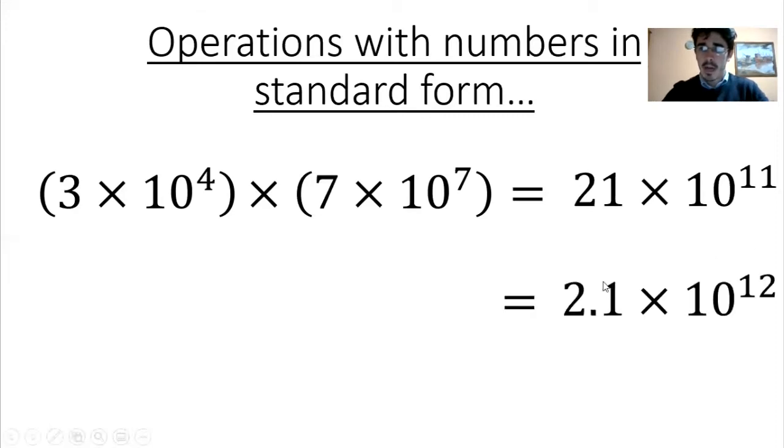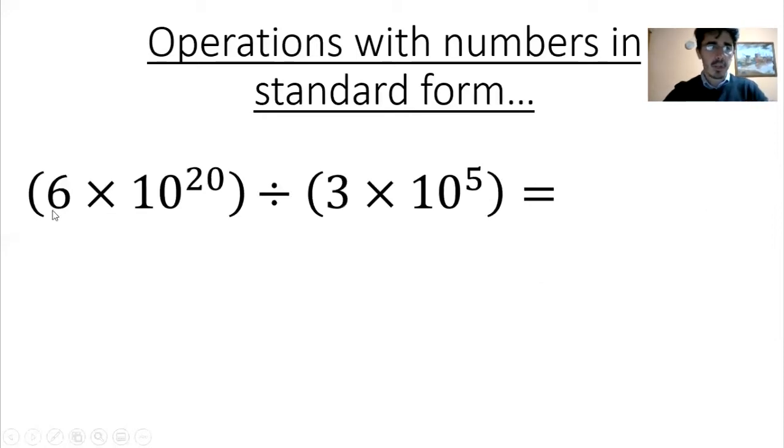So I have the 2.1 because I divided by 10, but then I have to add one more 10 to compensate. So this is the final answer. Let's make sure that your result is in standard form. Let's move to division now. How do we do it? The same way, okay?